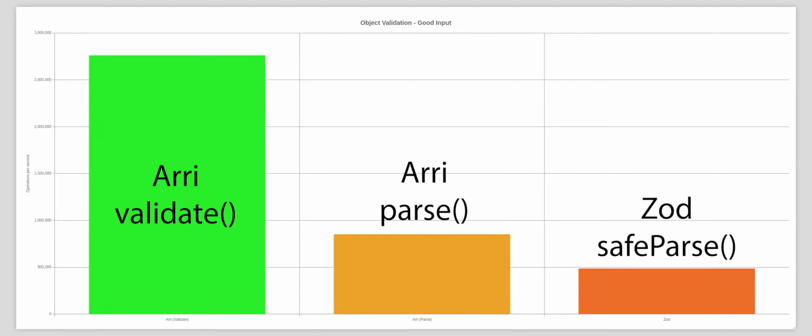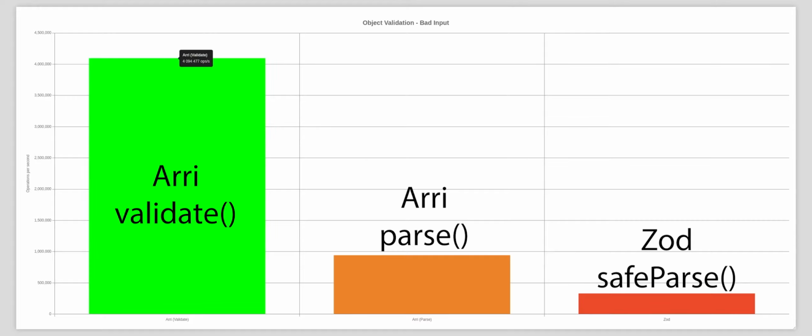So this is when the input passes, like it fits the schema. When it doesn't fit the schema and it's a bad input, the results change a little bit. So you'll see validate got even faster. So now it's at 4 million operations a second, and Zod got slower with only 330 operations a second. So for good input, Arri validate is going 5 to 6 times faster. For bad input, it's going like 11 times faster.